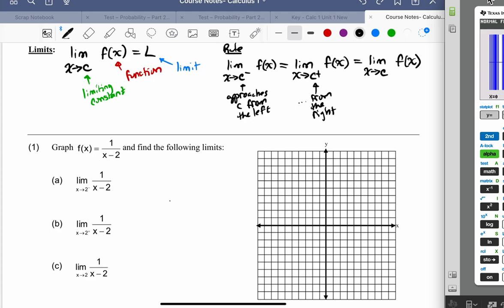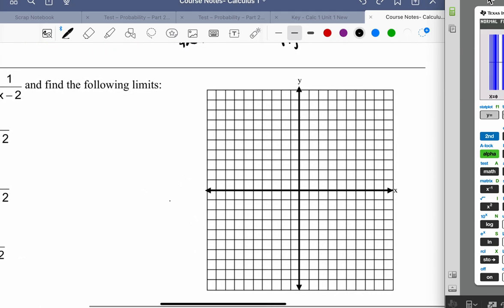But let me graph 1 over x minus 2, all right? So there are no x-intercepts, because if I take the numerator and set it equal to 0, I get 1 equals 0. It's a contradiction. Vertical asymptote, x equals 2. All right, so I'm going to draw a dashed line here.